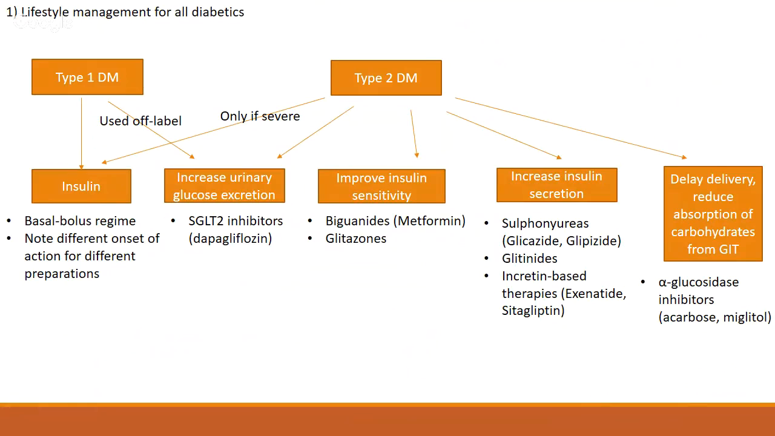Okay, so this is an overview of the treatment for diabetes. Lifestyle management for all diabetics. In type 1, you can use insulin or this new drug class called SGLT2 inhibitors. Have you guys heard about this? In renal, I think. Okay, I might go into it. And in type 2, you use all kinds of oral hypoglycemics, and you can also use insulin if you have lost too much of your beta cells over time, in late stage type 2 diabetes.